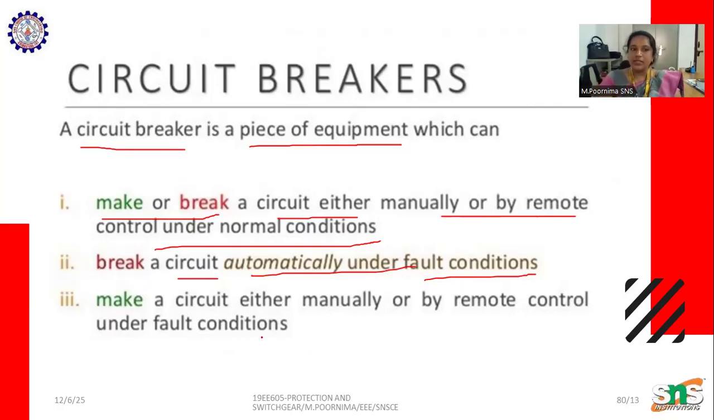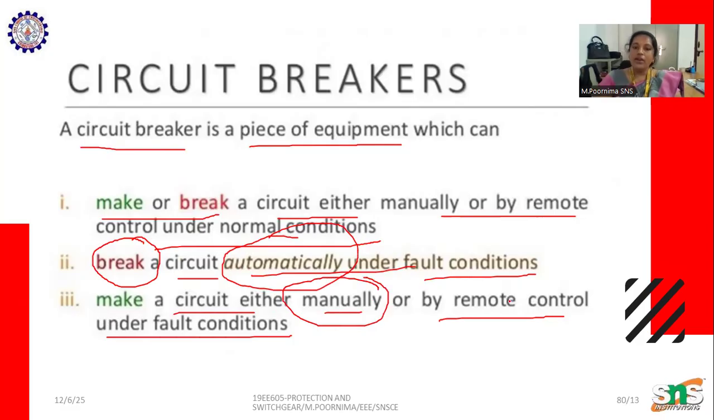Okay, this is an important thing. The next one is to make a circuit either manually or by remote control under fault conditions. So break will be automated, and make may be manual or automated, whether by remote control or manually. Remote control means controlling from somewhere. So this is the basics of a circuit breaker.